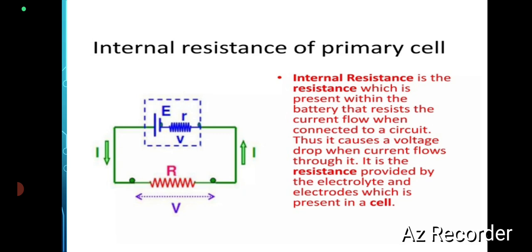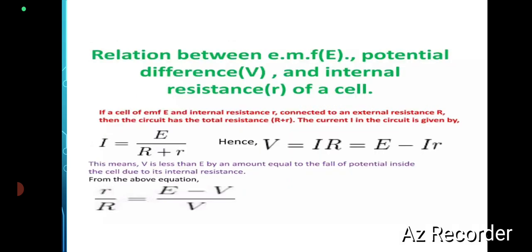Internal resistance of a primary cell. Internal resistance is the resistance which is present within the battery that resists the current flow when connected to a circuit. Thus, it causes a voltage drop when current flows through it. It is the resistance provided by the electrolyte and electrodes which are present in the cell.